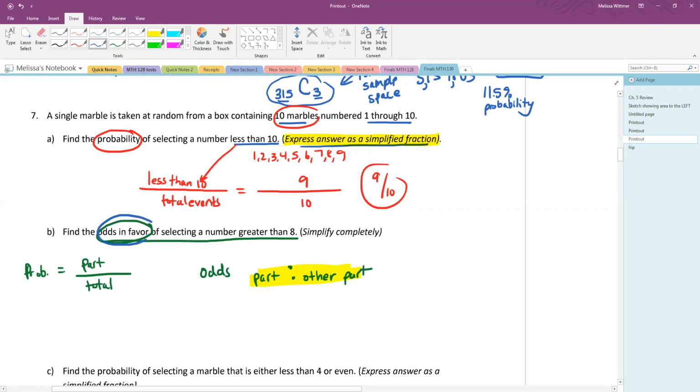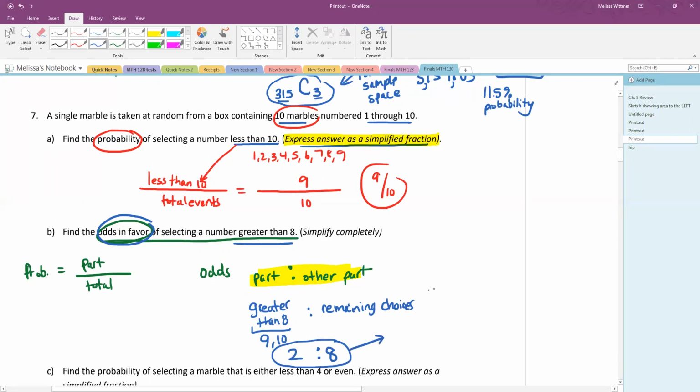First, odds in favor of selecting a number greater than 8 means I want to put greater than 8 first, and then remaining choices on the other side. So in my marbles, greater than 8 would be the numbers 9 and 10. So I have 2 choices. And so if there's 10 total marbles, 10 take away 2 gives me 8 remaining choices. So 2 to 8 would be the odds in favor. Notice that 2 plus 8 equals 10, but you don't put 10 in the odds.